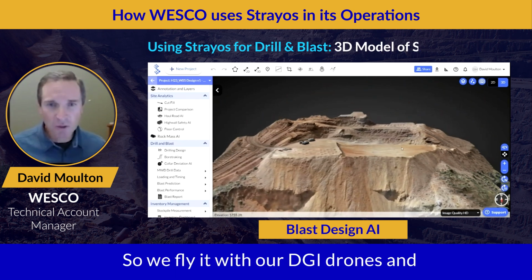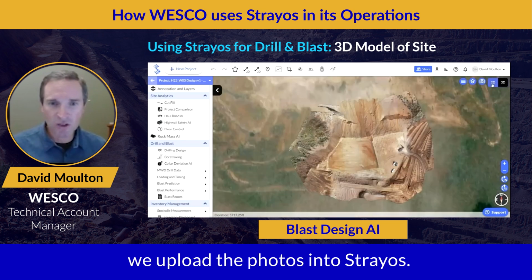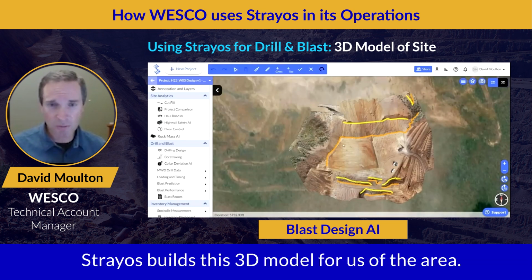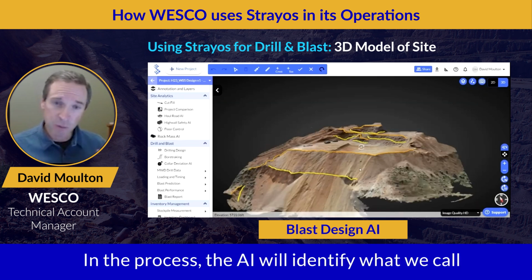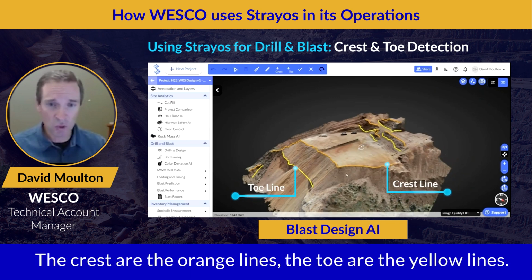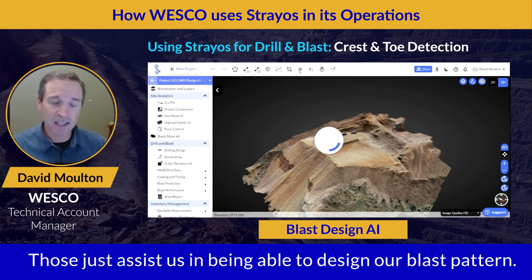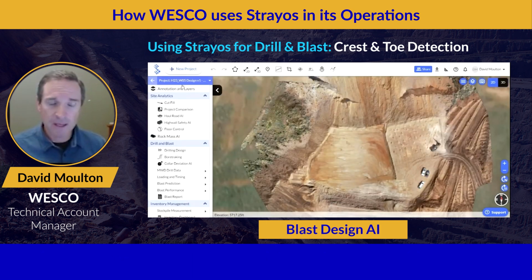So we fly it with our DJI drones, and we upload the photos into Strayos. Strayos builds this 3D model for us of the area. In the process, the AI will identify what we call crest and toe lines. The crest are the orange lines, the toe are the yellow lines.